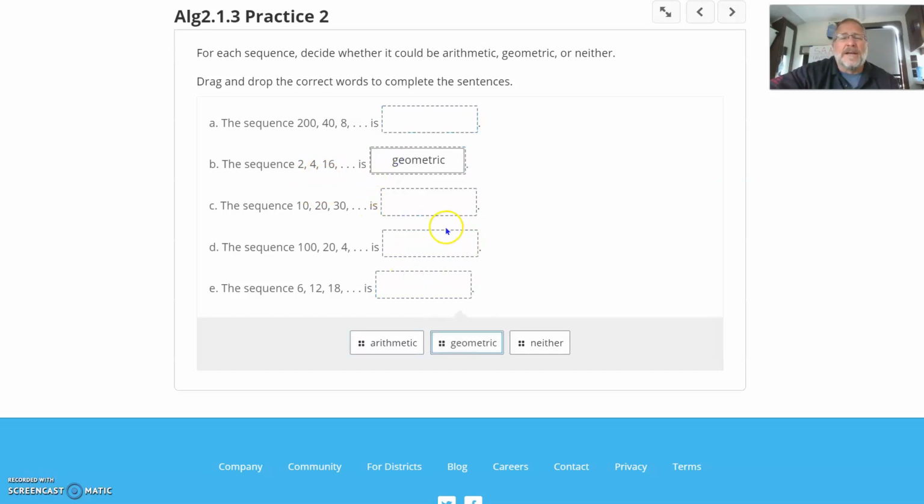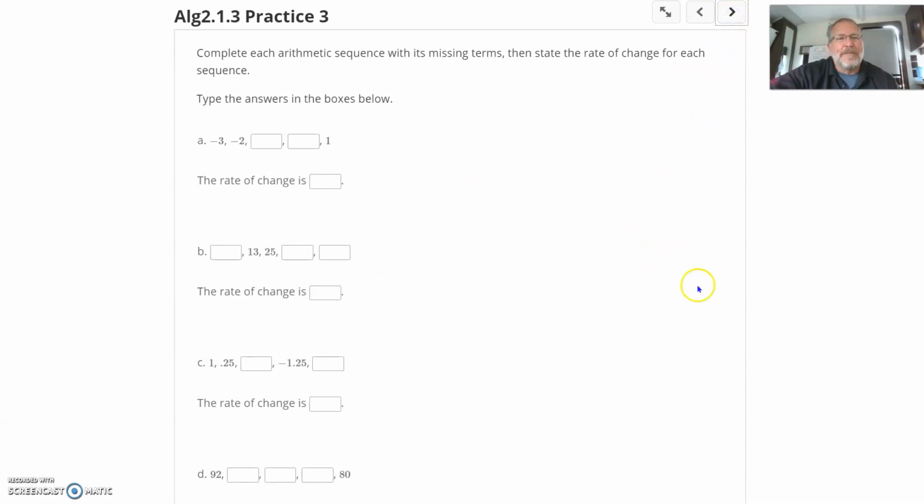Geometric would mean that it has a multiplier. 2 times 2 is 4. So to get from 2 to 4 with a growth factor, it'd be times 2. So times 2, the next one should be 8. Uh-oh, this one is not arithmetic and not geometric. It must be neither. And that's how you'll solve those problems.